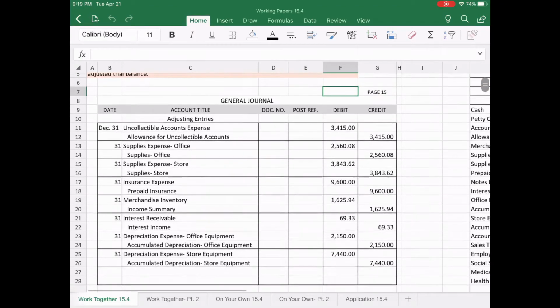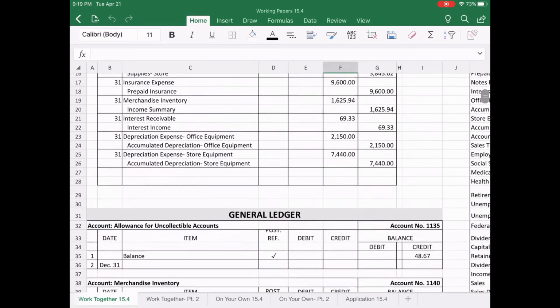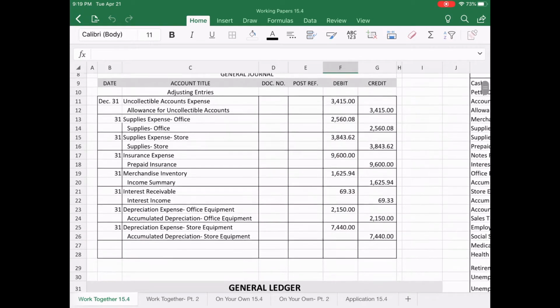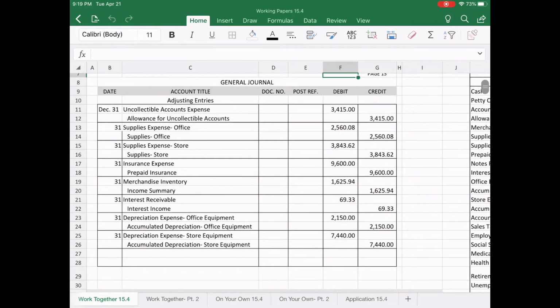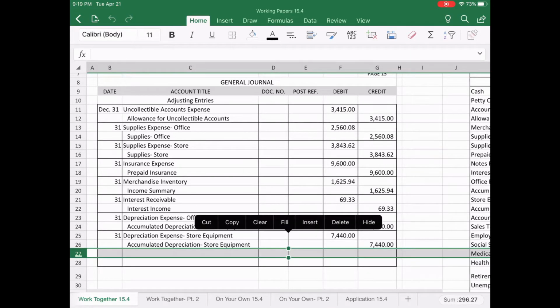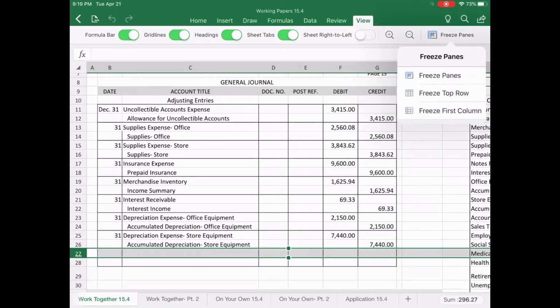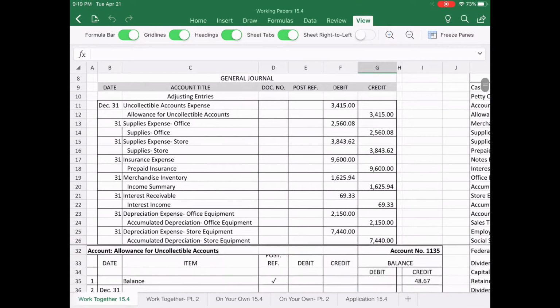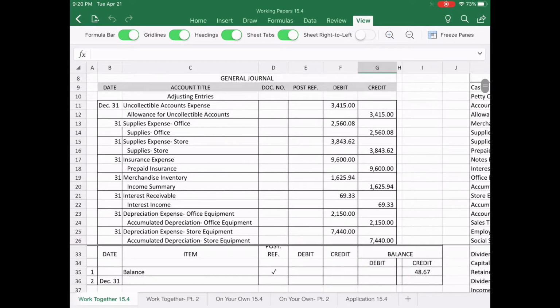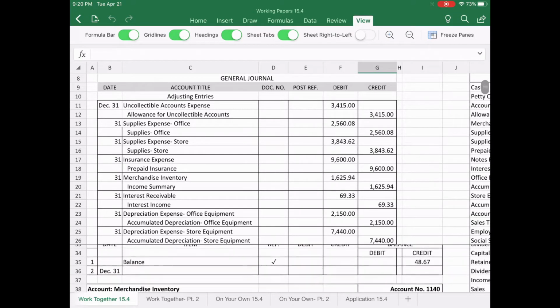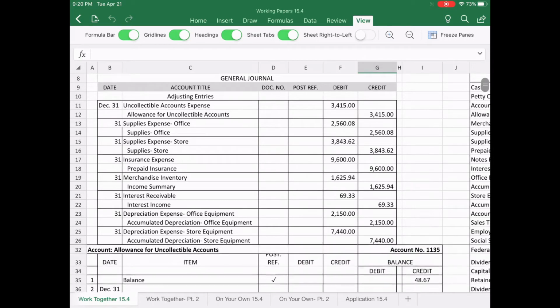Basically, starting out, you take these adjusting entries and we're going to post them down here on their individual ledgers. I do want to show you something that I thought about. I don't know why I haven't shown you all this before, but I'm going to select the entire row 27, and under the View tab, we have this Freeze Panes button, and I'm going to select Freeze Panes. This allows me to keep my general journal up so that I'm not having to scroll back and forth, but I can still scroll down here to all my ledgers.